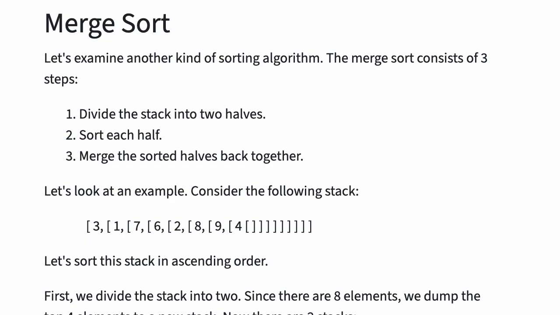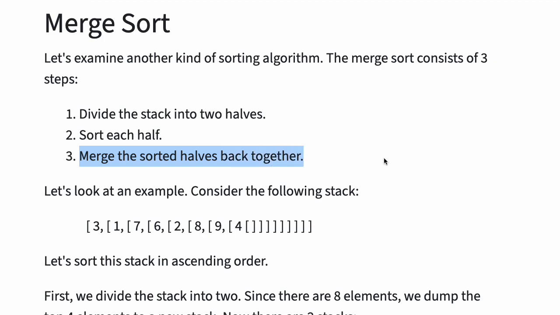Let's examine another kind of sorting algorithm. The merge sort consists of 3 steps. First, we divide the stack into 2 halves. Second, sort each half. And third, merge the sorted halves back together.